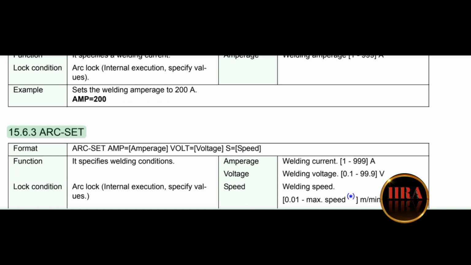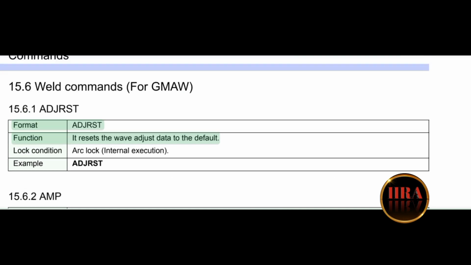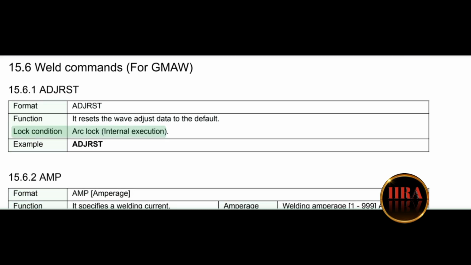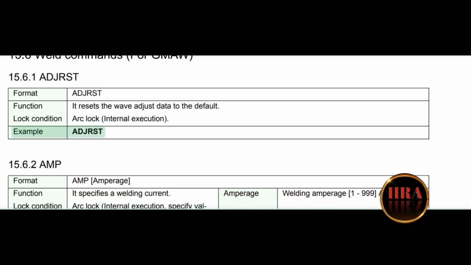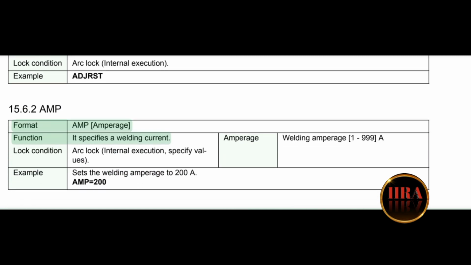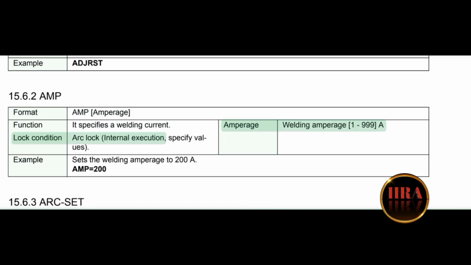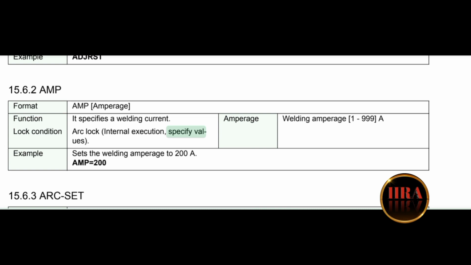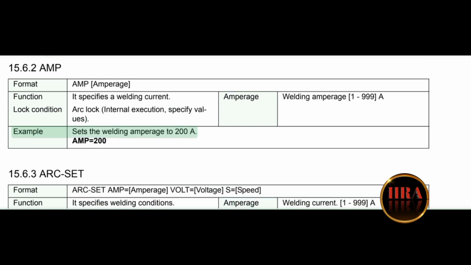15.6.3 ARCSET. Format: ADJRST. Function: it resets the wave adjust data to the default. Lock condition: ARC lock, internal execution. Example: ADJRST. Format: AMP equals amperage. Function: it specifies a welding current. Amperage: welding amperage, 1 to 999 A. Lock condition: ARC lock, internal execution, specify value. Example: set the welding amperage to 200 A.